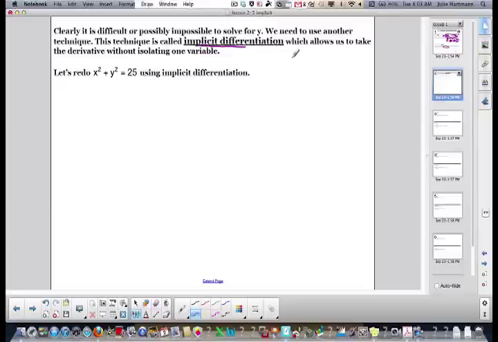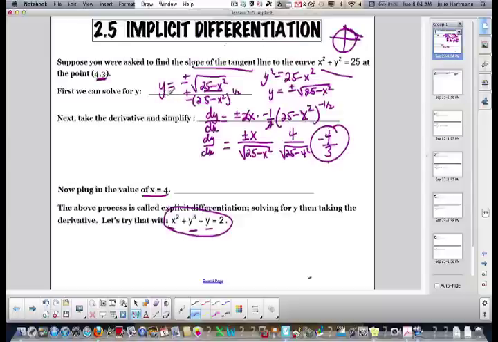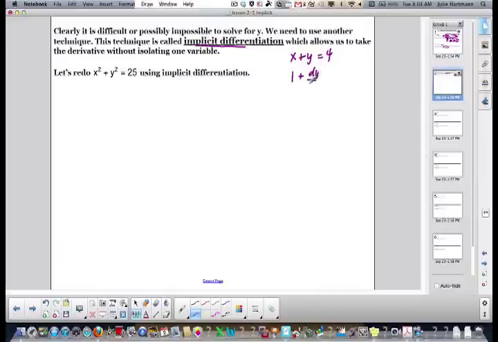If you have something like x plus y equals 4, the derivative of x is 1. The derivative of y, if you recall, is dy/dx. So plus dy/dx equals the derivative of 4, which is 0. Then you just solve for dy/dx, which is negative 1. If you had solved for y equals 4 minus x, then the derivative of 4 is 0, and the derivative of negative x is negative 1. So that works there.